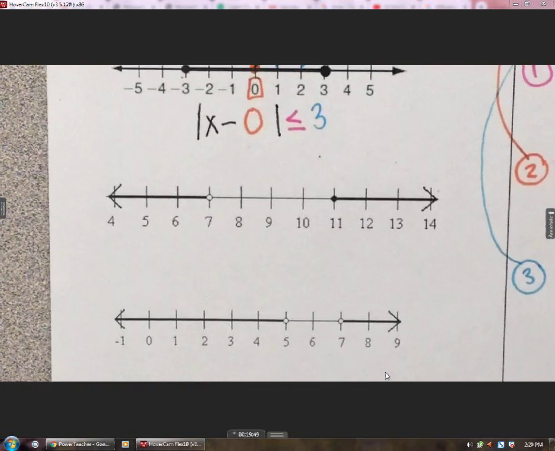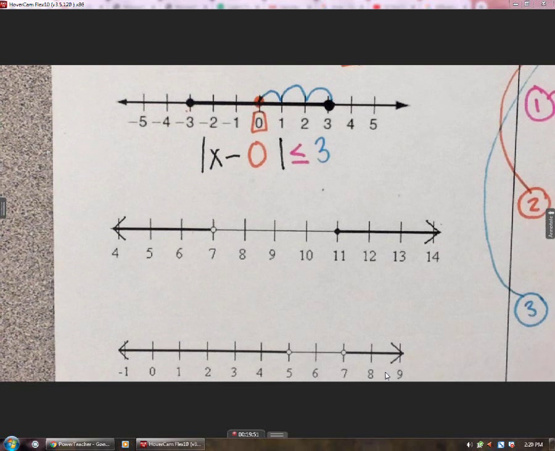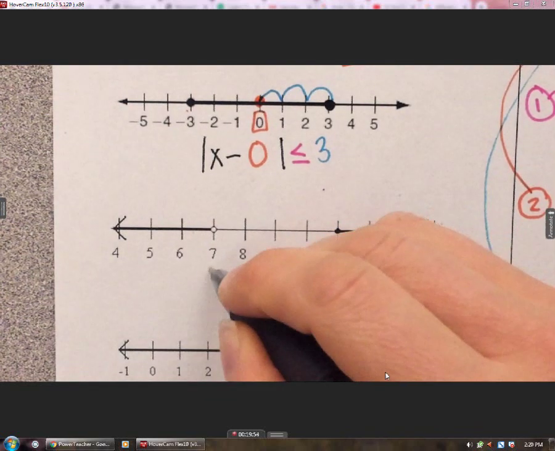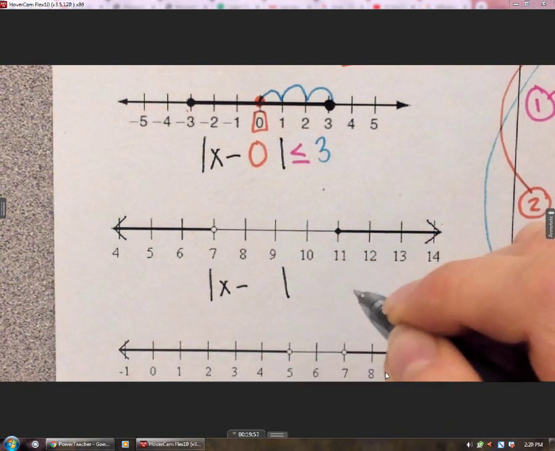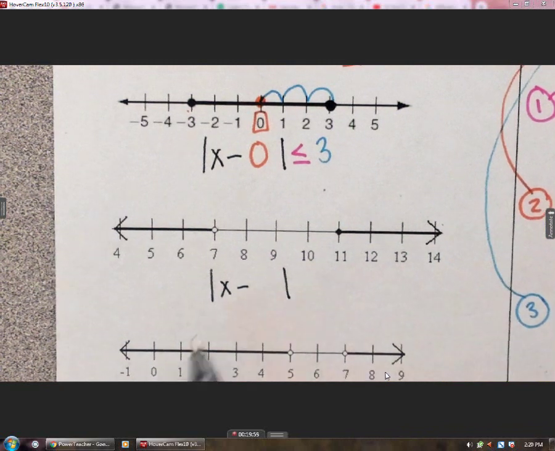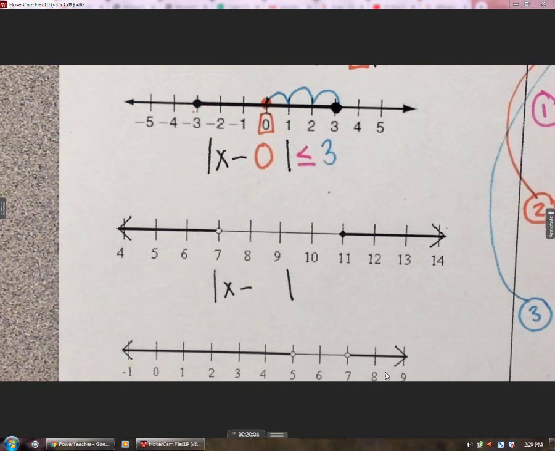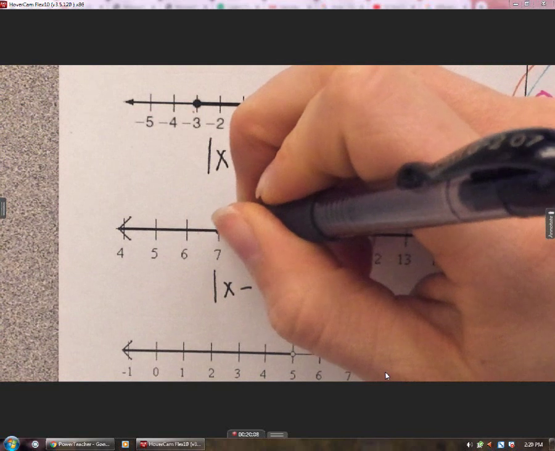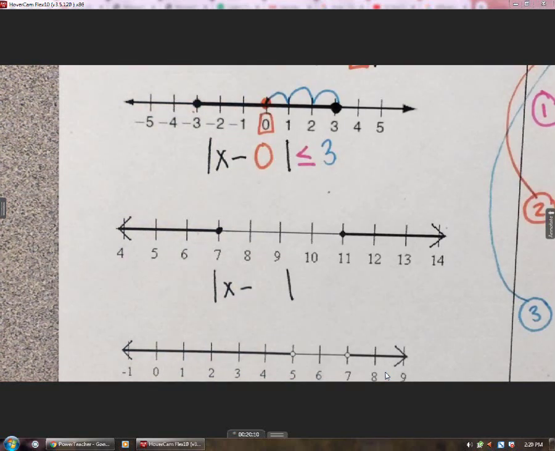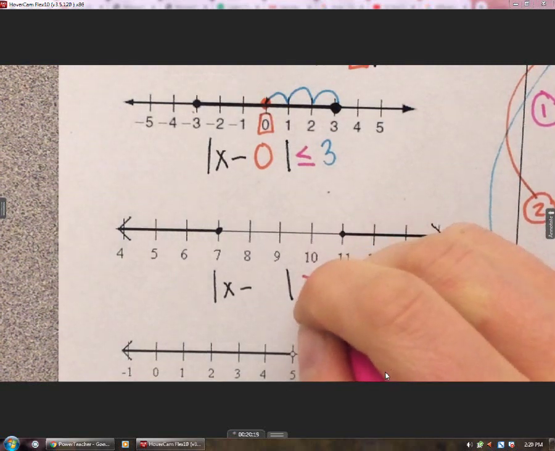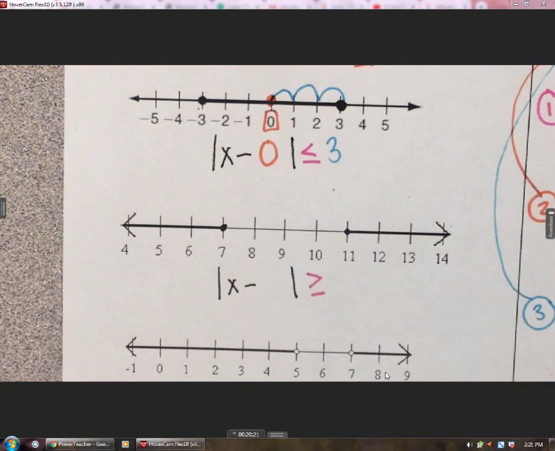Let's try this one. It's always going to look like this to start with. That's absolute value of x minus. What do I do first? Find a sign. What kind of picture is this? It's an or picture. What kind of sign am I going to have? Greater than or equal to, since my dots are closed.